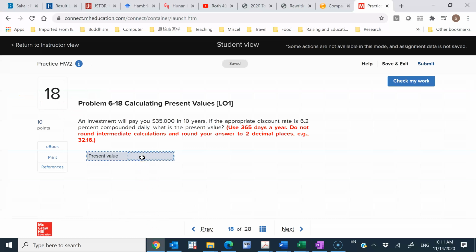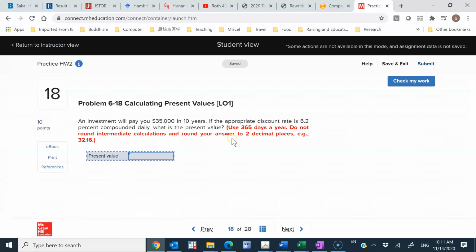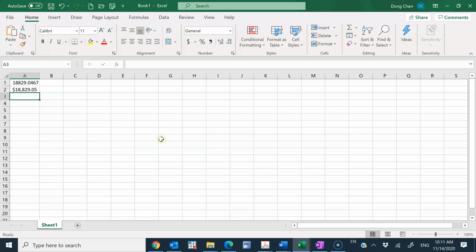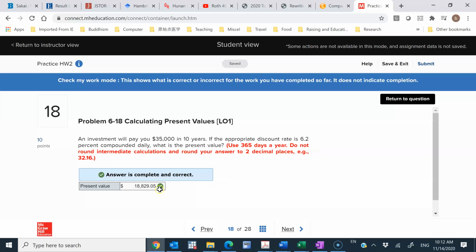So now let's check whether we got the right answer. It's 18,829.05, and I have followed the rounding requirement to round to 2 decimal places. So it's 18,829.05. And let me check my work. All right.